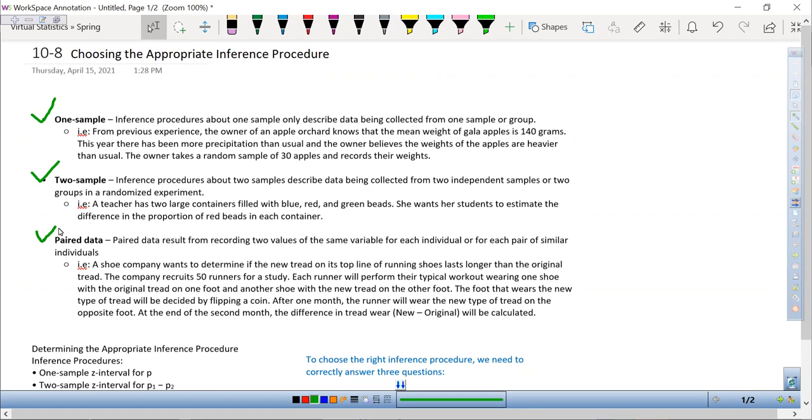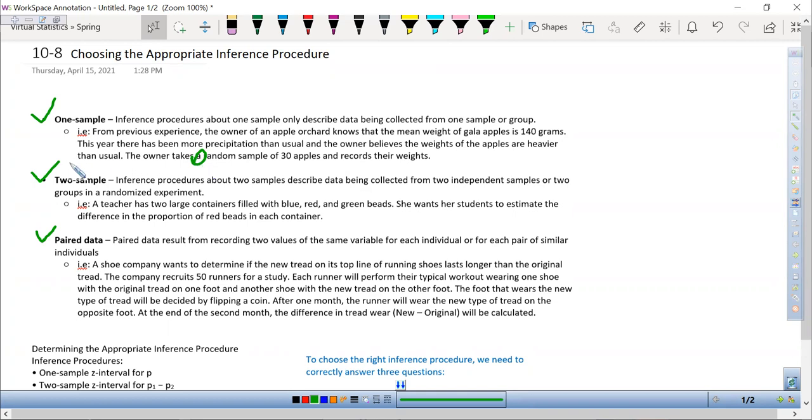An example of that is this problem. From previous experience, the owner of an apple orchard knows that the mean weight of Gala apples is 140 grams. This year there's been more precipitation than usual. The owner believes the weights of the apples are heavier than usual. The owner takes a random sample of 30 apples and records their weights. So he's taking one sample.